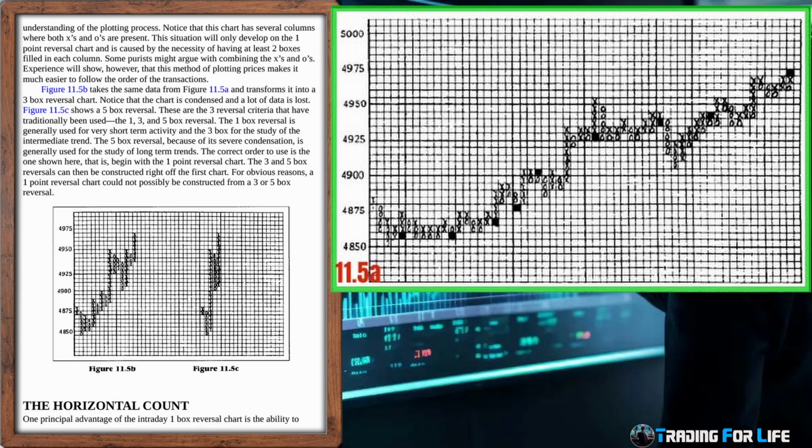The correct order to use is the one shown here. That is, begin with the 1-point reversal chart. The 3 and 5-box reversals can then be constructed right off the first chart. For obvious reasons, a 1-point reversal chart could not possibly be constructed from a 3 or 5-box reversal.